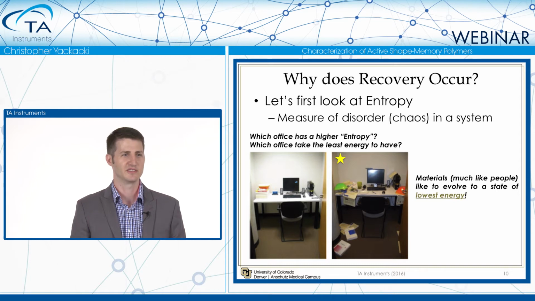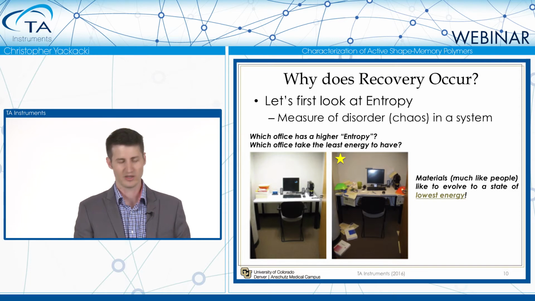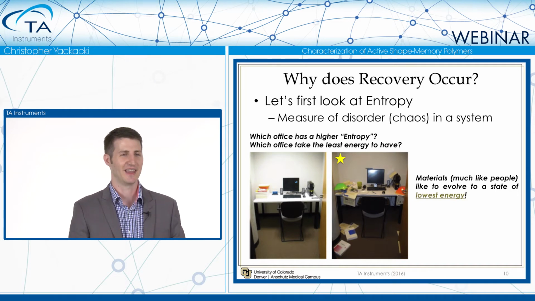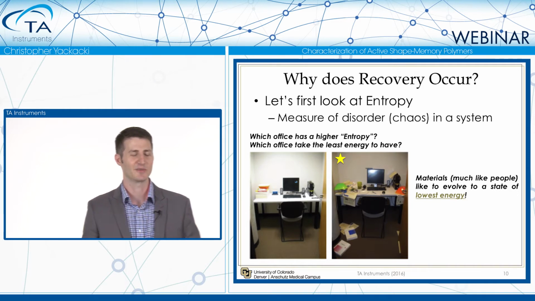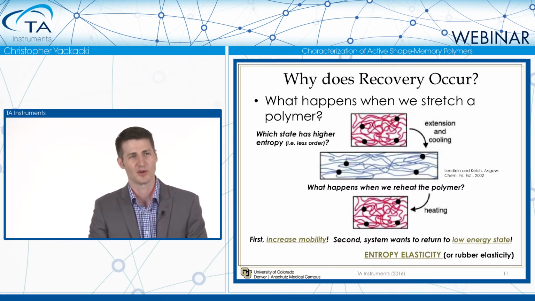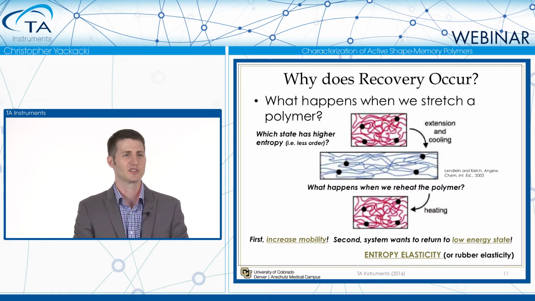You have two offices, and you look at the office on the left, look at the office on the right, and you could ask, which one has higher entropy or chaos, right? And then you could also ask yourself, which one takes the least energy to either maintain or have? And so if your office looks like mine midway through the semester, it'd be the one on the right. That one's the easier office to maintain. And so I like to say materials, much like people, will evolve to that state of the lowest energy. So looking back at our polymers and our polymer chains, what happens when we stretch our polymer?